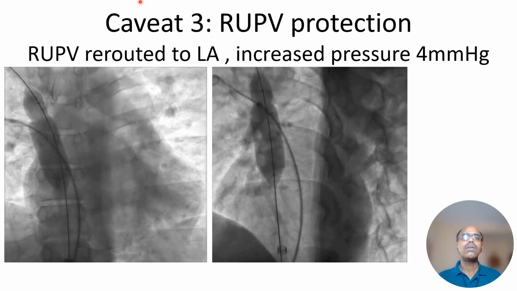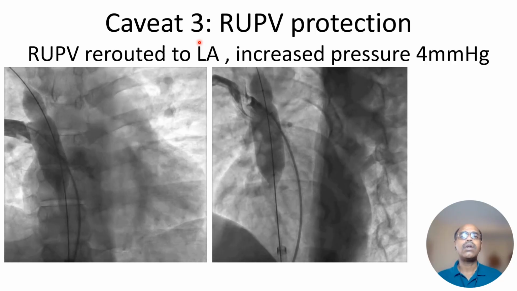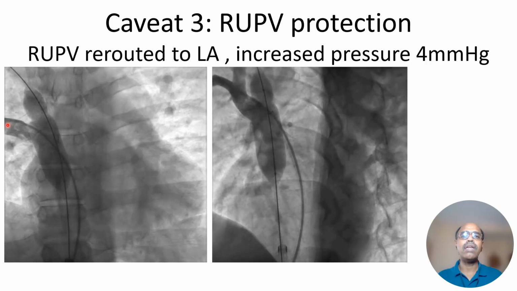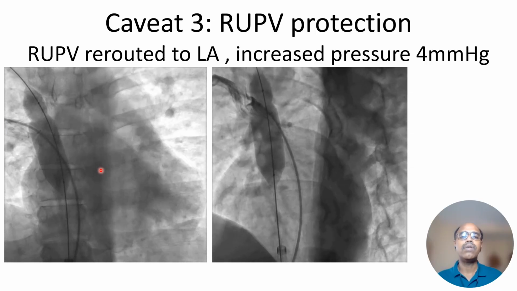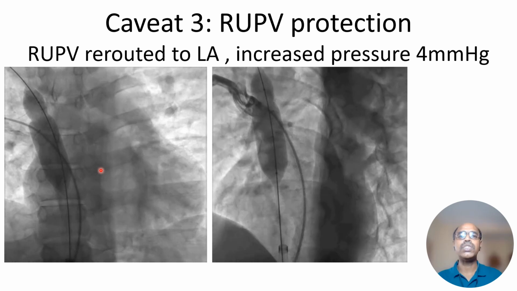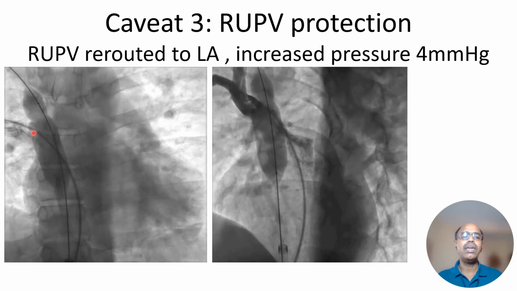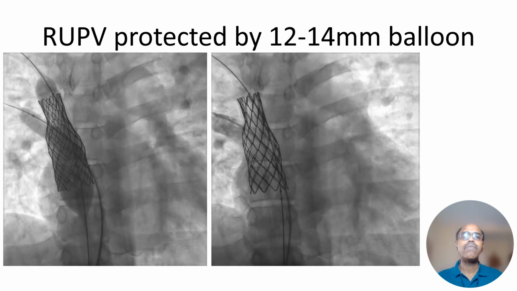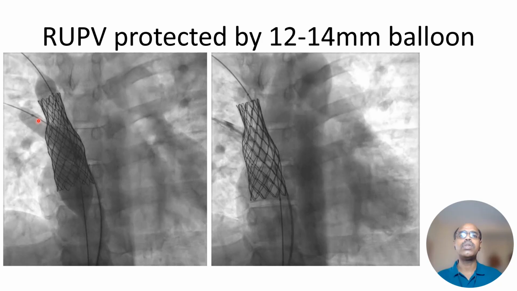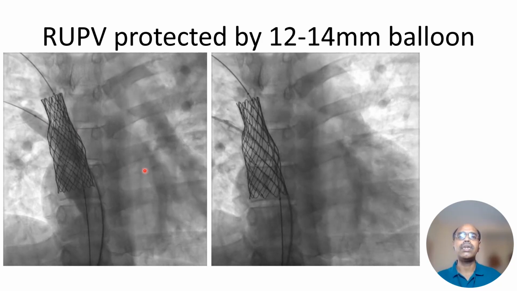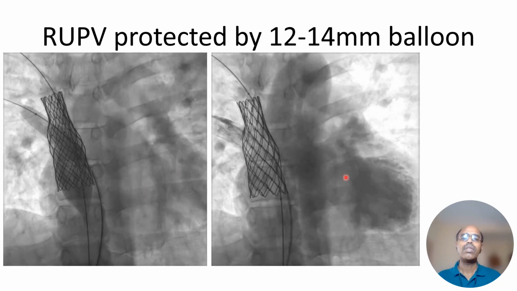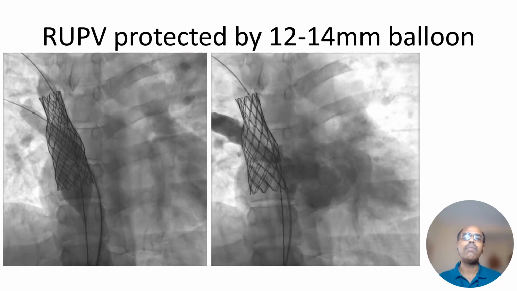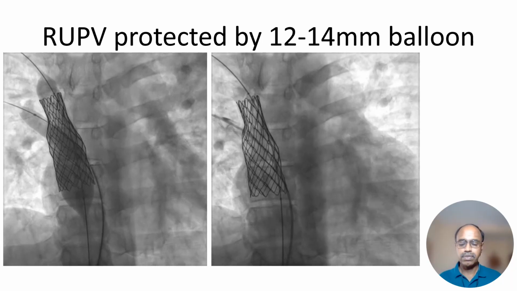The third caveat is what happens if there is a right upper pulmonary vein contrast stasis or a minimal increase in the pressure. In this example, the right pulmonary vein is getting redirected towards the left atrium, indicating that the patient is suitable for a correction, but there is a mild contrast stasis here. So in these cases, as I pointed out earlier, we use a protective balloon. The protective balloon is typically a 12 to 14 millimeter balloon expanded at around 10 atmospheres. You will get an unobstructed pathway from the right upper pulmonary vein towards the left atrium. This protective balloon will be needed in almost 1/3 of the patients.